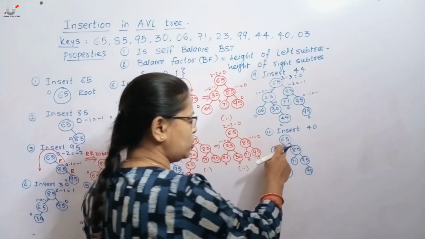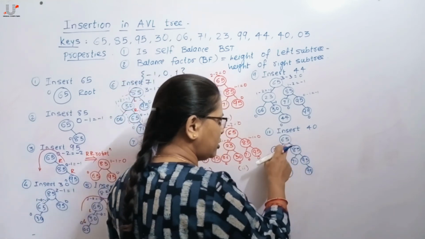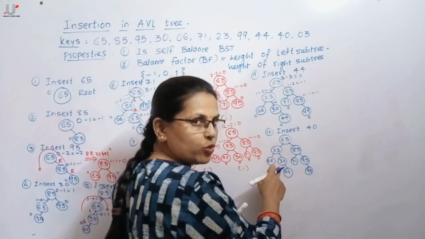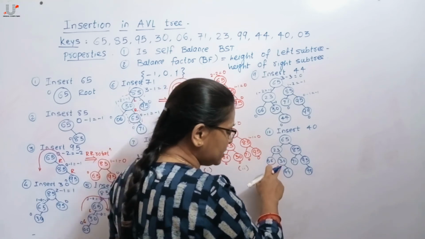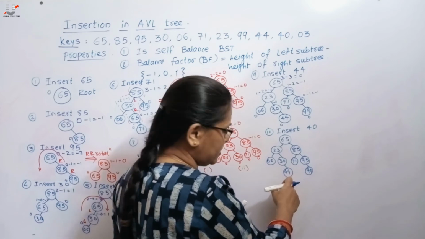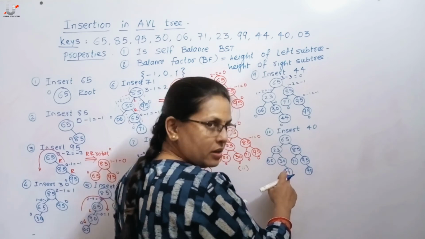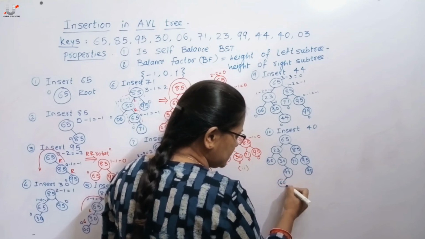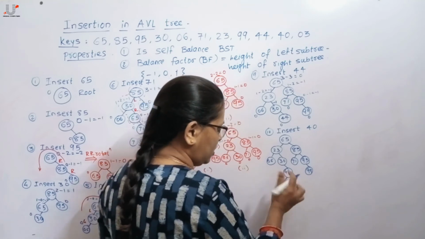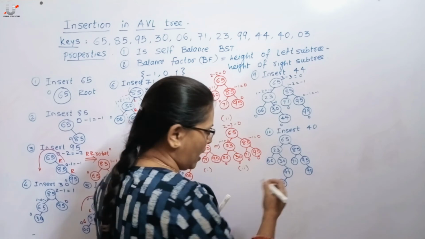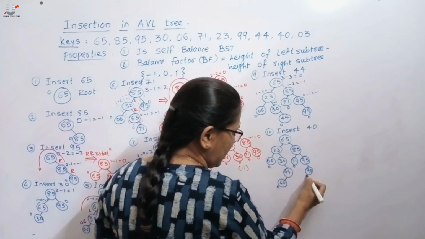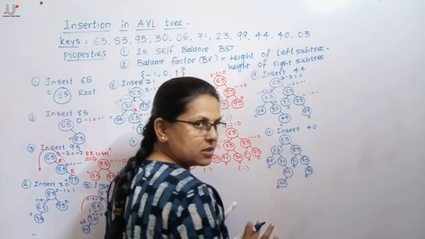40 gets compared with the root element. It is smaller than the root, so move to the left subtree. It is greater than 23, so move to the right subtree. It is greater than 30, so move to the right subtree. It is smaller than 44, so 40 gets added as a left child of 44. After inserting, check the balance factor, and the balance factor for all the leaf nodes is 0.